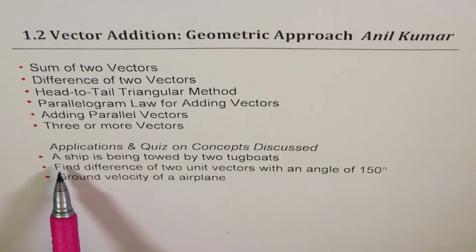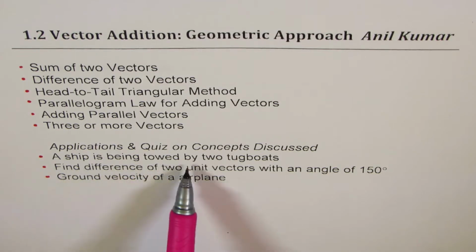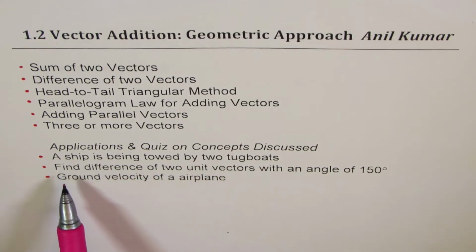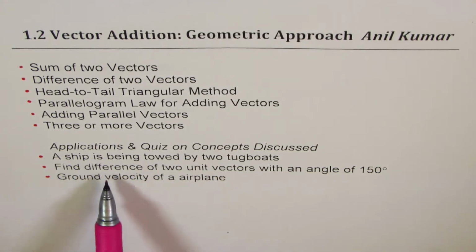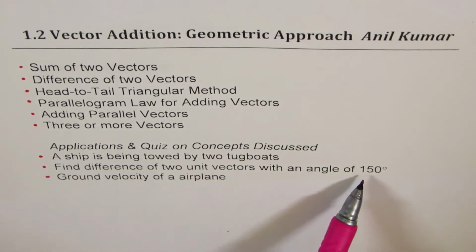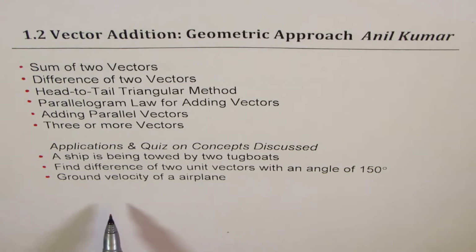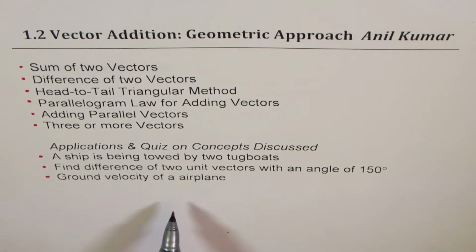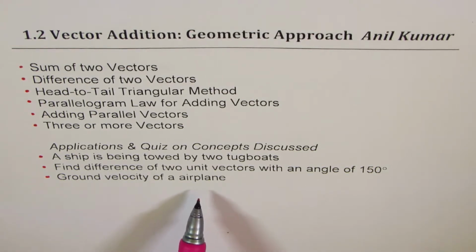One will be based on a ship being towed by two tugboats. Then we'll take up one where we'll find difference of two unit vectors with an angle of 150 degrees between them, and ground velocity of a plane, where plane velocity and wind velocity is given.